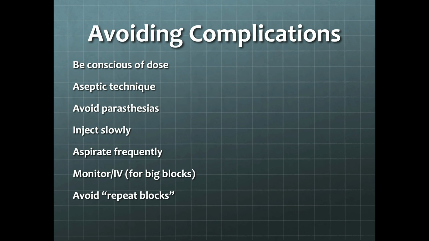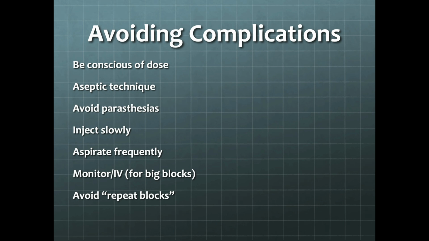Well, first, as we've talked about, be conscious of your dose. Think about it before you inject anybody and calculate your max that you can deliver. Always use a clean, aseptic technique and avoid injecting into paresthesias. That could mean you're into the nerve. Inject slowly to allow the freezing to spread and not get into a nerve. And aspirate frequently to make sure you're not into a vessel, especially if you're doing blind blocks.